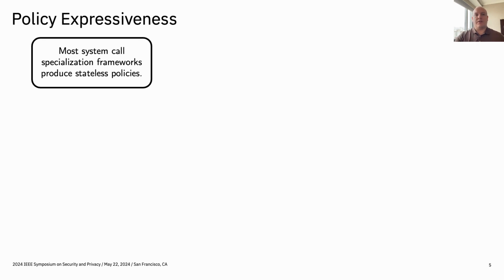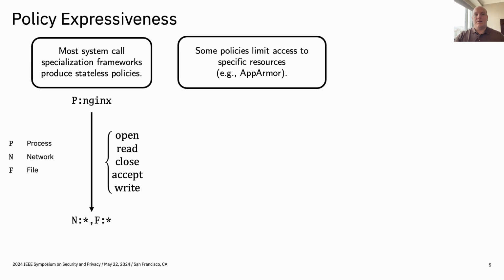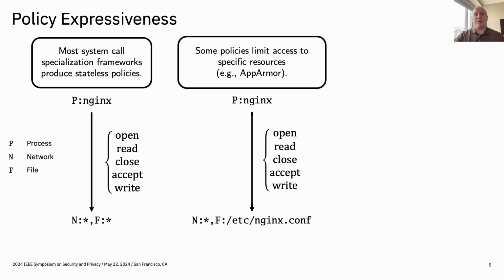Towards this end, let us go over some of the varying levels of expressiveness that existing system call specialization frameworks contain in their security policies. Most system call specialization frameworks produce stateless policies, where you consider the policy as a bag of system calls that the microservice may issue throughout its lifetime, and if any other system calls are issued outside of this set, the reference monitor seccomp will issue a violation and terminate the microservice in response. Some policies limit access to specific resources that can then be enforced by a reference monitor, such as AppArmor.